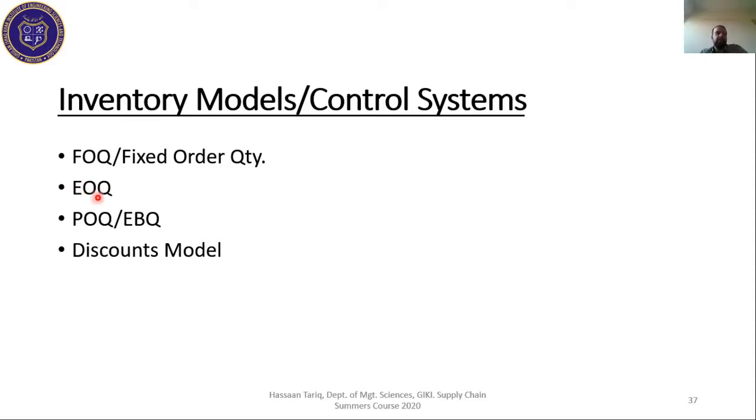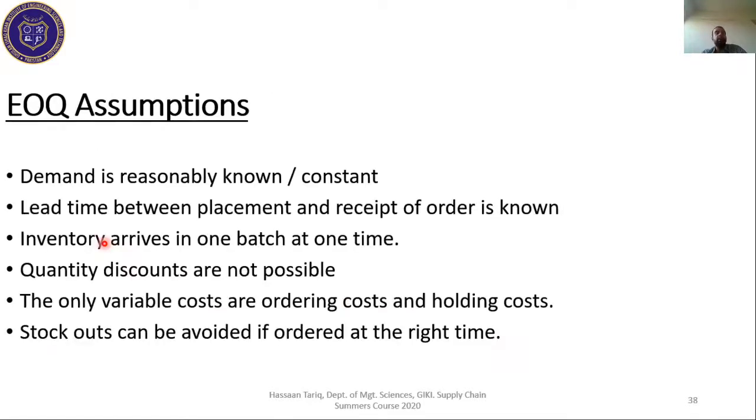The next is your EOQ, that is economic order quantity. Then you have POQ, production order quantity or economic batch quantity, and finally your quantity discount models. Let's move on with EOQ. So basically the assumptions with EOQ are that the demand is reasonably known. It can't be for unknown or disrupted demands.